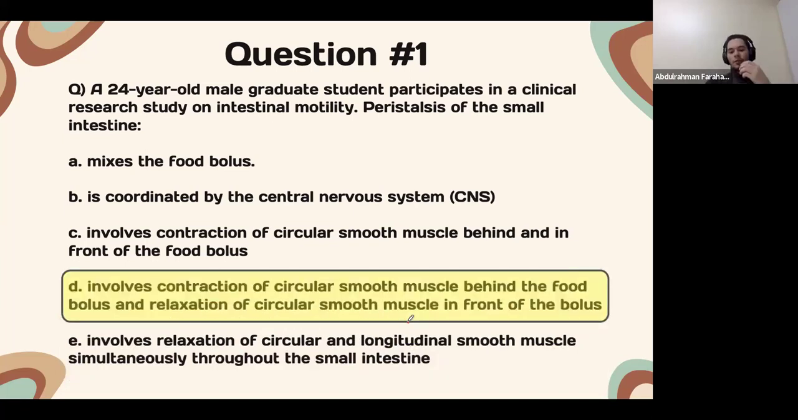So we said peristalsis, you'd have contraction behind the food and relaxation after the bolus of food. See, simple questions like this, they would start with a whole clinical scenario, not really important. And at the end, it's going to be a really simple, direct, straightforward question. So there is no point of stressing out over the exam.